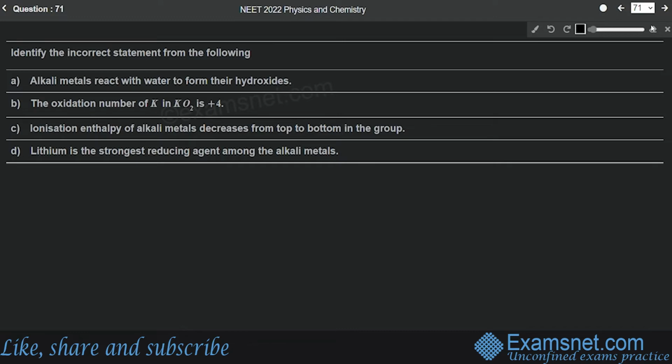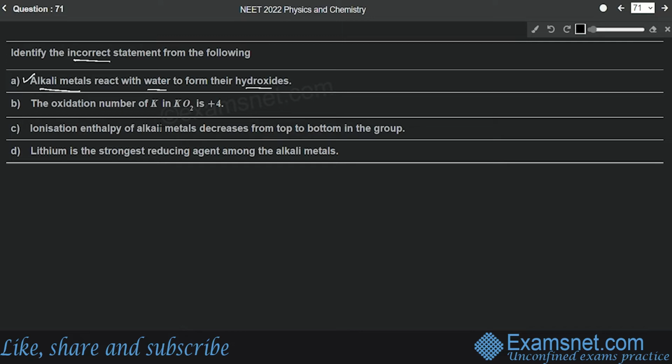Question number 71 is from the S block elements and the question is: identify the incorrect statement from the following. First statement is alkali metals react with water to form their hydroxides. Okay, so this is a correct statement. We know that alkali metals belong to group 1 of the periodic table and they form hydroxides by reacting with water. And remember that the alkali metal hydroxides are very strong bases.